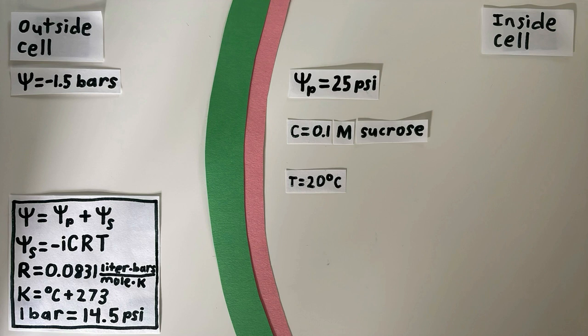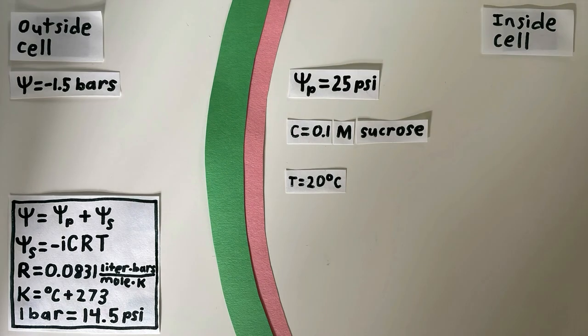Okay, now let's work through a problem using water potential. We are given that the water potential outside of the cell is negative 1.5 bars. Now we'll calculate the water potential inside the cell and compare the two water potentials to figure out which direction the net movement of water will be. Pause the video if you want to try for yourself.